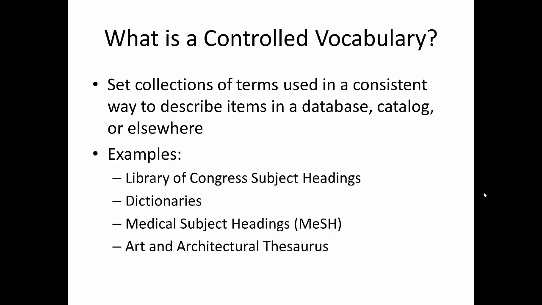Library of Congress subject headings is the most common controlled vocabulary you will encounter when doing library research, but a dictionary or thesaurus is also a controlled vocabulary. Medical subject headings, or MeSH, is another controlled vocabulary that is widely used in libraries.